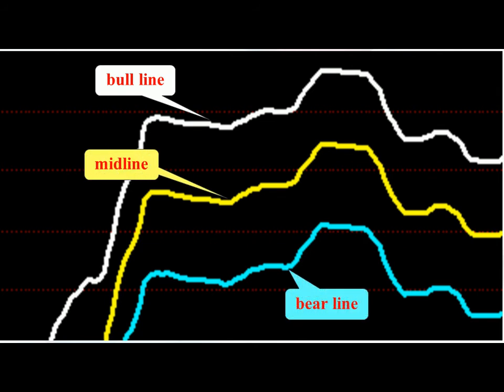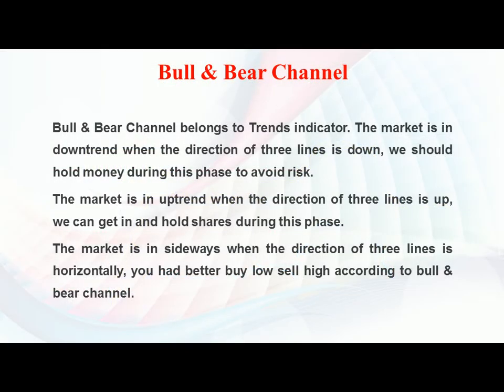It includes the bull line, the middle line, and the bear line. The white line is the bull line. The yellow line is the middle line, and the light blue line is the bear line. Okay, so this is formally the bull and the bear channel. The bull and the bear channel belongs to the trend indicators.